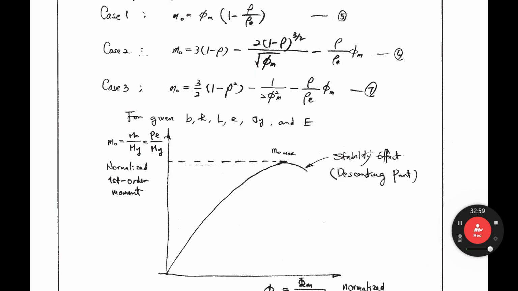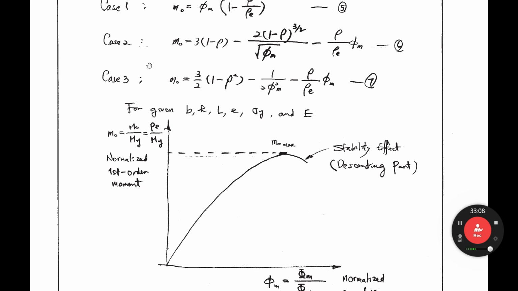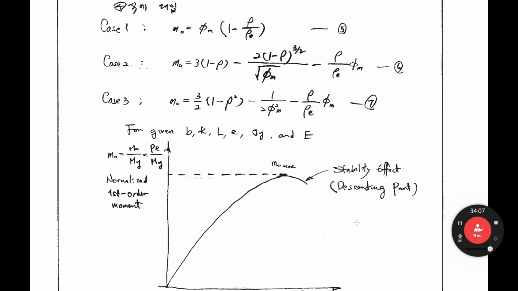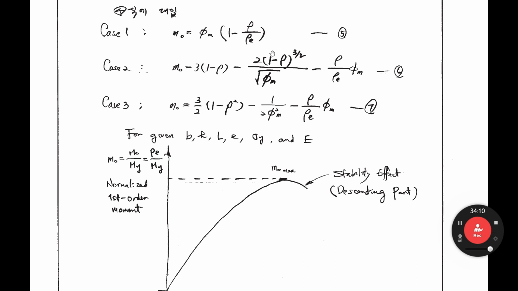From these three equations, you can draw this m0 and phi m relationship. If you draw this equation, then like that. You have some descending branch from here because of the stability effect. If you do the stability analysis, you always have the descending part due to buckling, the stability effect. If you provide the numbers B, H, L, E, sigma Y, and E, then you can draw this one. You know, these equations include B, H, L, E, sigma Y, and E.